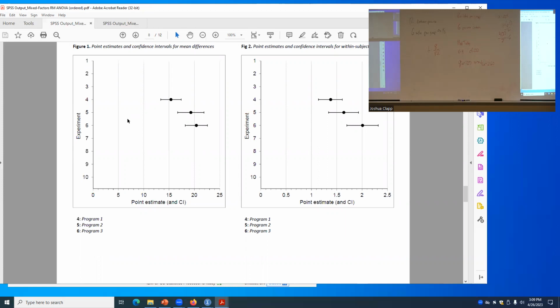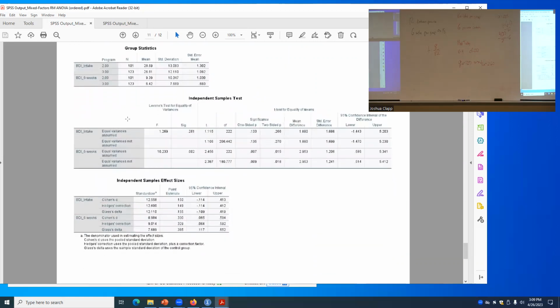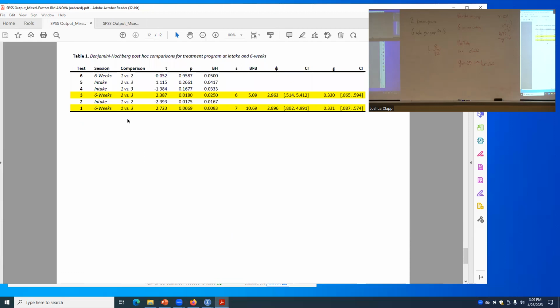So we're seeing maybe some differences in how much reduction we're seeing across these groups. And if we look at our between comparisons, we're seeing that program 3 folks are finishing with the lowest scores relative to the other 2. But it's just us trying to think about how we go through this change and tie it together.